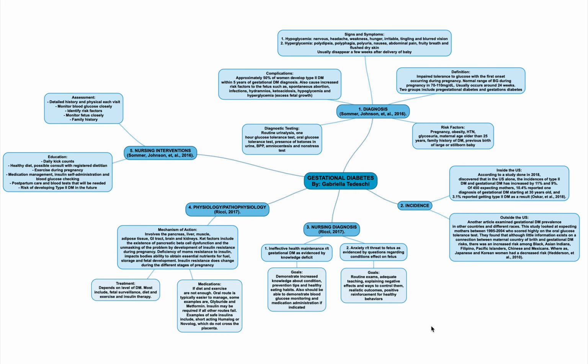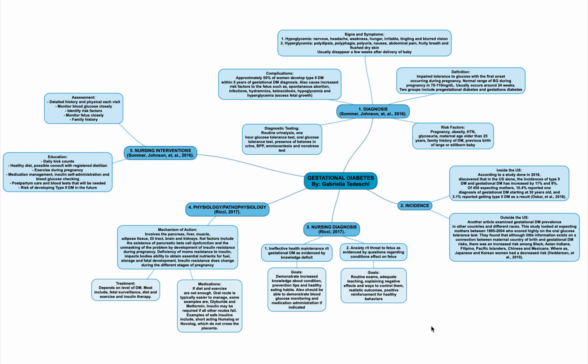Gestational diabetes is basically an impaired tolerance to glucose, with the first onset occurring during pregnancy. It usually occurs around 24 weeks of pregnancy, and it's when the range of blood glucose is out of the normal range. So the normal range during pregnancy should be between 70 and 110. So gestational diabetes would be if it is out of that range. And there's two groups, which include pre-gestational diabetes and then gestational diabetes.